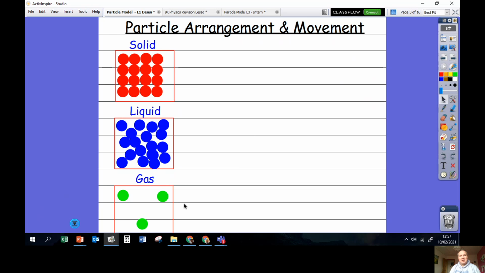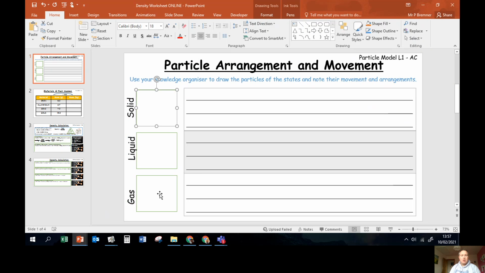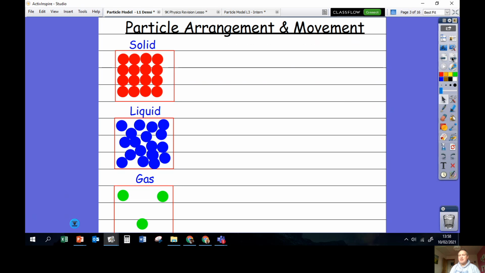The next thing we need to add is some information about the particles in solids, liquids, and gases. Your worksheet says draw the particles in their states and note their movement and arrangements. So how are they moving and how can we describe their arrangements? Let's look on the next slide.